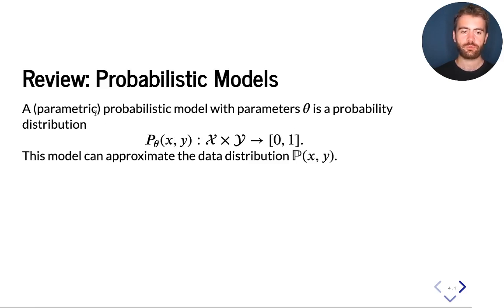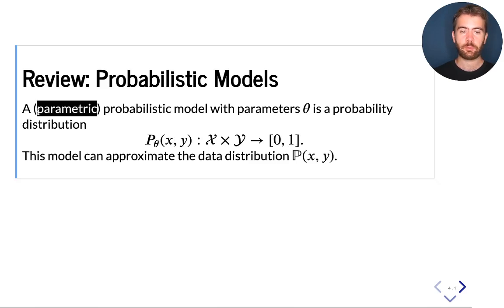And here I'm assuming that this is a parametric probabilistic model, and the parameters of this model are specified by theta. The idea of these models is that if our data comes from some kind of data distribution, then it makes sense also for our model to be a distribution, and then we can try to approximate these two models.